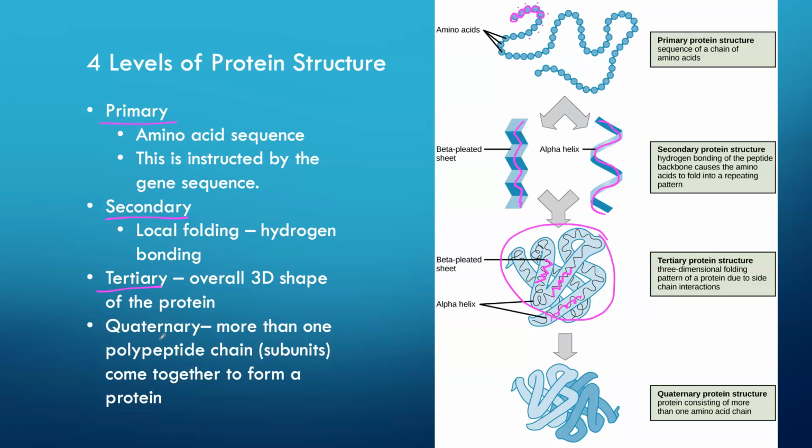Now, if the protein actually has more than one polypeptide chain that comes together to form the functional protein, then it will have what's called quaternary structure. And basically what that means is, how are those different polypeptide chains, once they have a 3-dimensional tertiary structure, how are they associating together to form this protein?